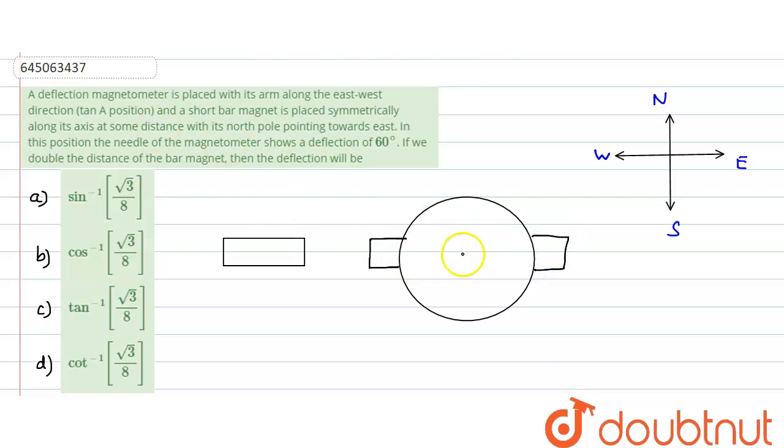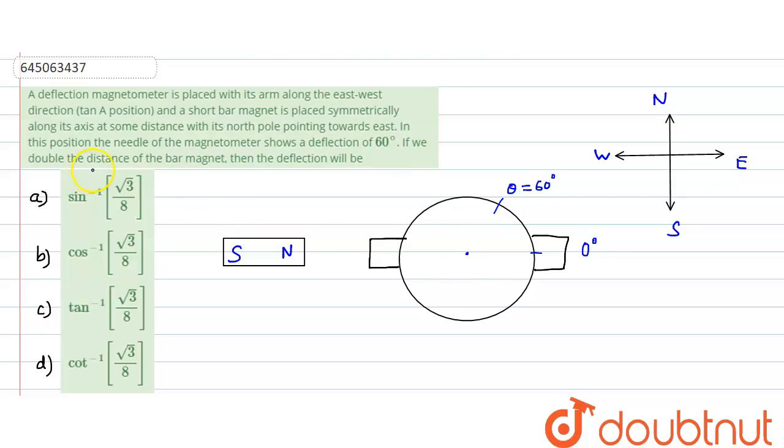So it is placed in our east-west direction, and there is a short bar magnet which is placed symmetrically along the axis. So this is the axis, and it is placed like this at some distance with north pole towards the east. So this is the north pole of the bar magnet, placed towards the east, and this is the south pole. Now, due to placing of the magnet, the deflection would be 60 degrees. For example, theta would be equal to 0 degree, and at this location our angle is 60 degree. So the deflection magnetometer is tilting about this hinge point.